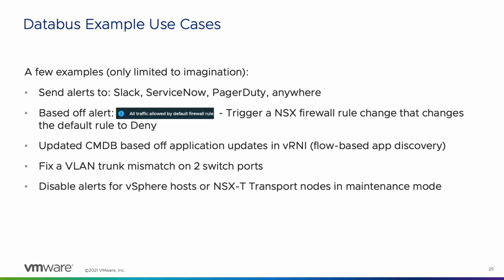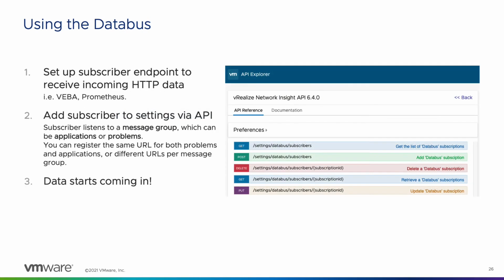So with this feature, we can react on the application updates and then update the actual CMDB based on what vRealize has discovered from the network. So always up-to-date documentation. We will have a very rich example repository where you can find example scripts on how to do these examples, which you can find in the blog post that is attached to this video. To use the Databus, you need to set up a subscriber.